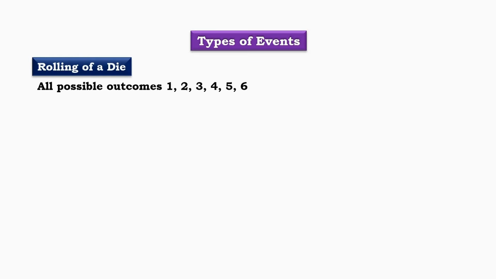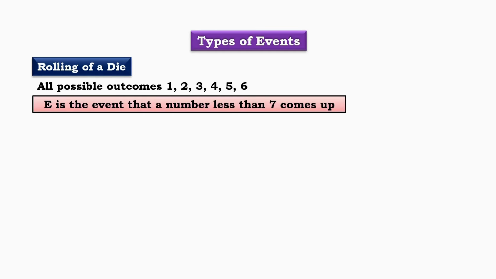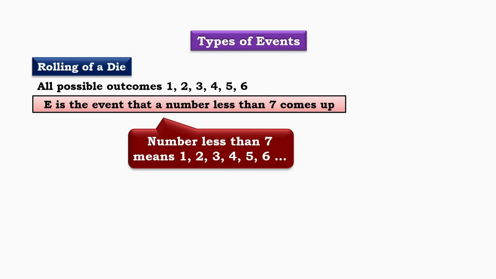Different types of events, like rolling of a die. In this case, all the possible outcomes are 1, 2, 3, 4, 5, 6. So there are 6 possible outcomes. If E is the event that a number is less than 7, a number less than 7 can be any number between 1 to 6.